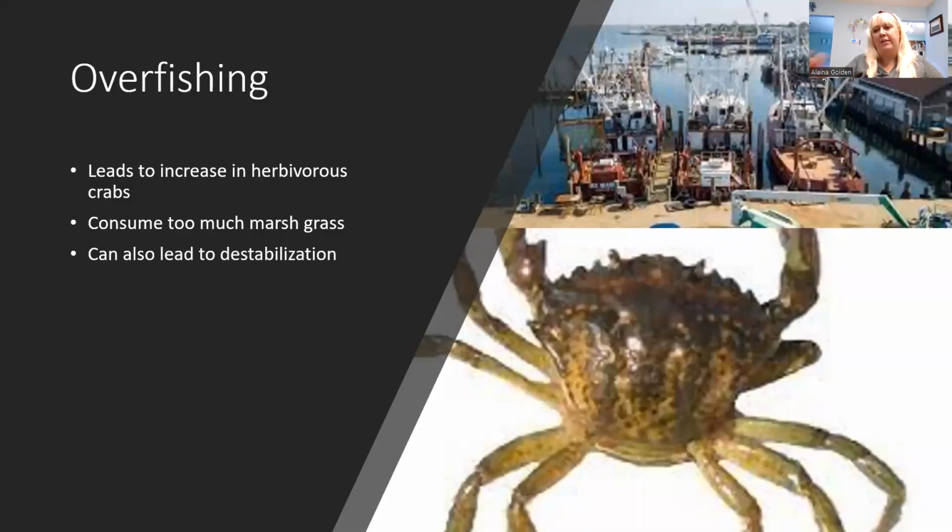Okay, overfishing is another issue. Well, it's an issue in and of itself, but in the case of salt marshes, we can have an increase of herbivorous crabs because we have the decrease of the fish species or native fish species. And if they consume too much marsh grass, it's also going to lead to destabilization. They might see marsh grass die off because of these too many crabs. Same problems you can have if you have invasive species as well.